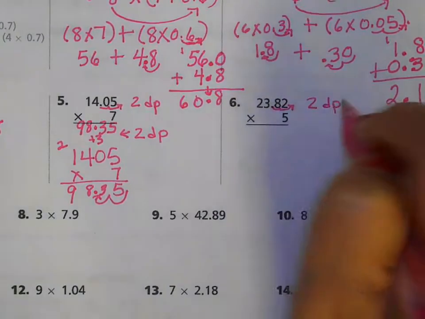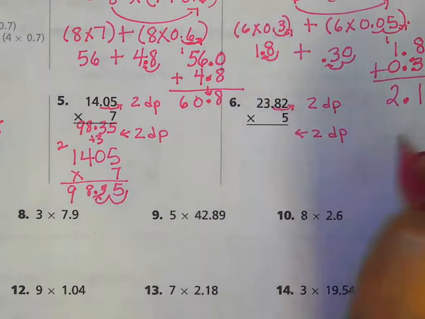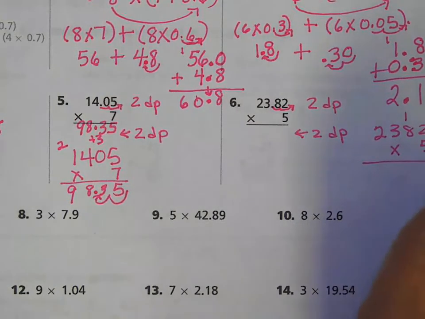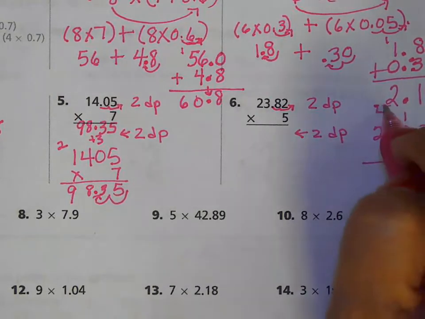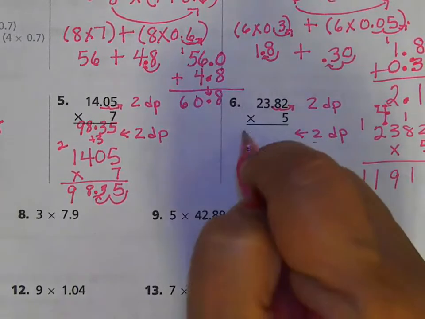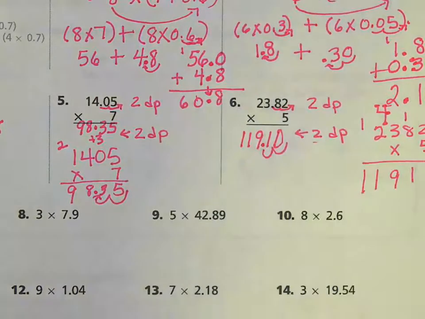So this is 2 decimal places. I need to put it back moving 2 decimal places back in. In the meantime, it's going to look like it's 2,382 times 5. 5 times 2 is 10. 5 times 8 is 40, plus 1 is 41. 5 times 3 is 15, 16, 17, 18, 19. 5 times 2 is 10, plus 1 equals 11. But it is not 119,010. Remember, I need to move that in, so I'm going to put this over here. I'm going to move it in 1, 2. So it is 119 and 10 tenths.